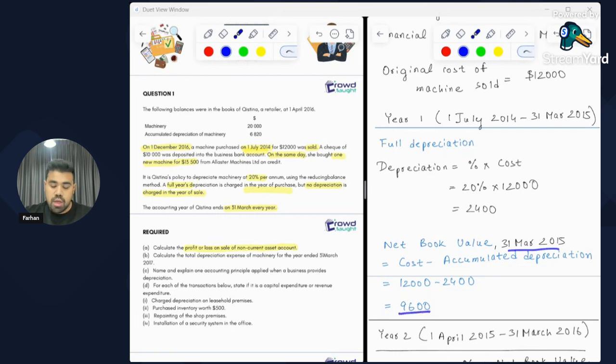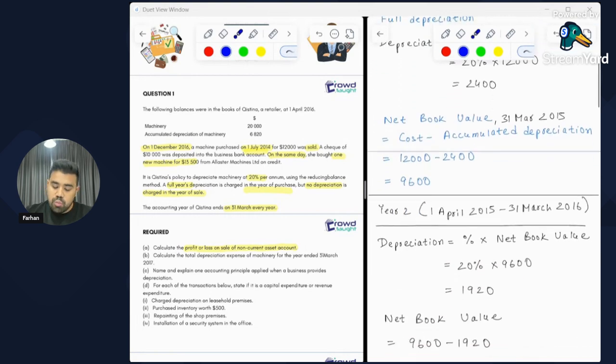All right? Okay. Now moving on to the second year of usage, that would be from 1 April 2015 until the end of 31 March 2016. All right.